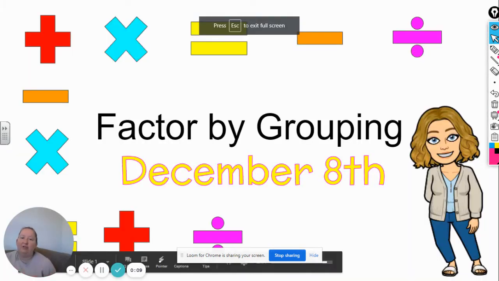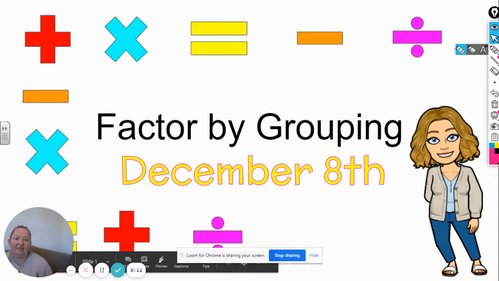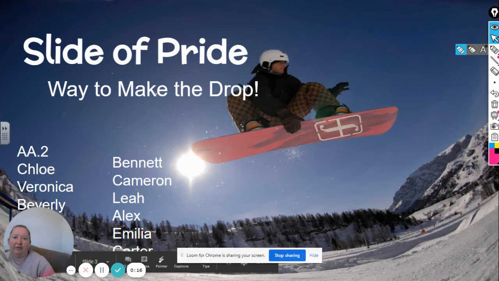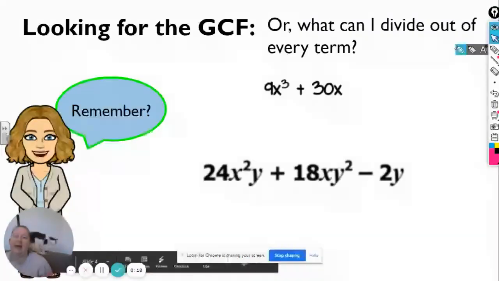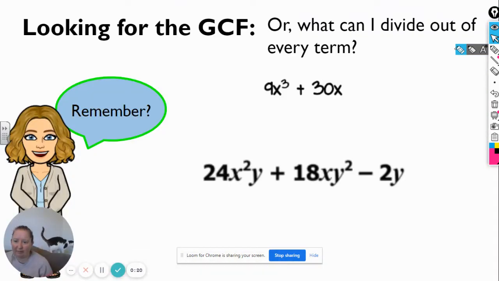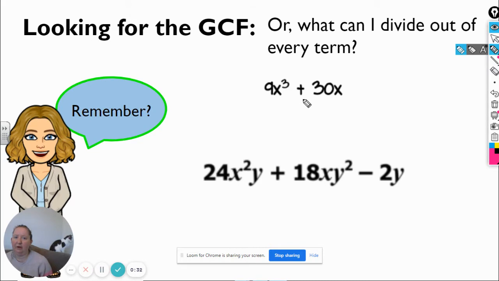Okay, factor by grouping. This is the next step after you have looked for GCF. So I'm going to remind you about GCF, greatest common factor, or you could think of it as what can I divide out of every single term. I have a little binomial here, and I'm going to try to divide out the most I can.